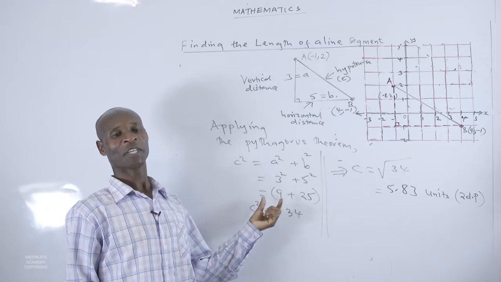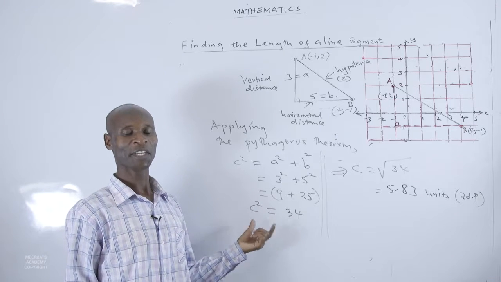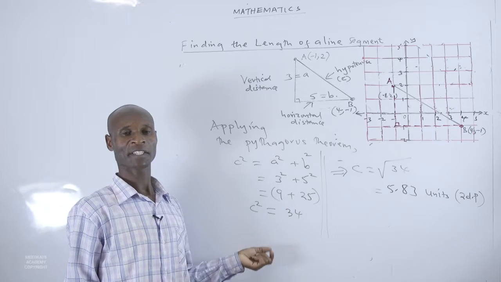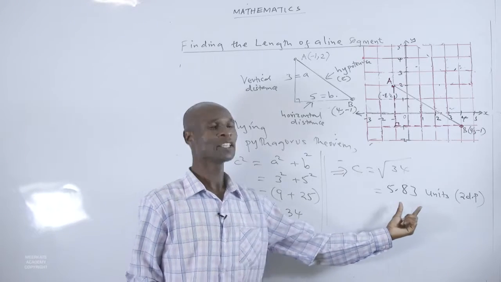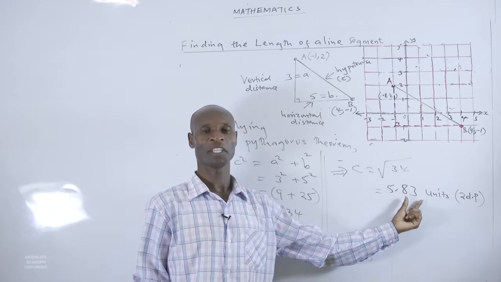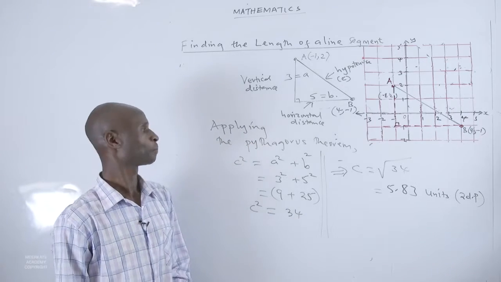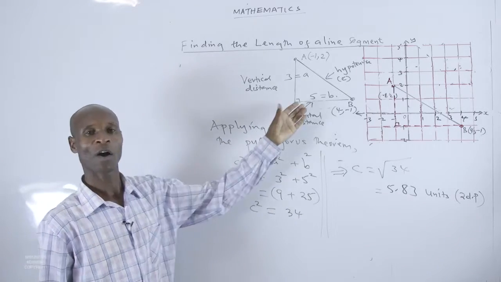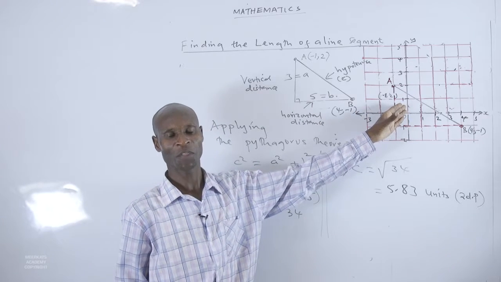So length is always measured in units, where units can either be centimeters, millimeters, meters, kilometers, and so on. But because here it's not specific, we just give the answer as 5.83 units, corrected to 2 decimal places. Now that is how we can use the graph once you have plotted on the graph.